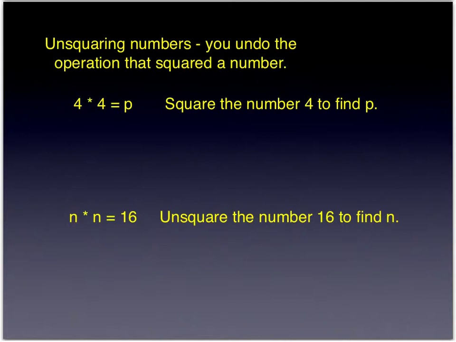So write this part down, essentially the definition of unsquaring numbers. The opposite of squaring numbers is unsquaring numbers. So 4 times 4 equals p: you square the number 4 to find p. And n times n equals 16: you're unsquaring 16 to find n. So n squared equals 16, and n is going to equal 4. You're going backwards from what you did before.